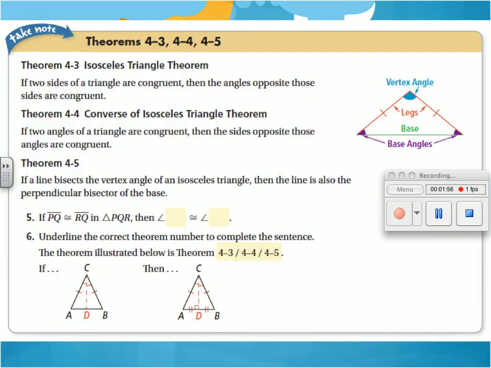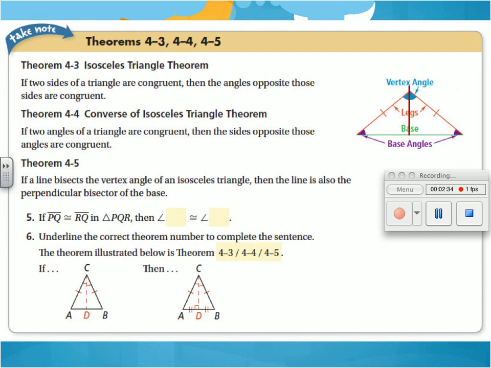So we have three new theorems for tonight's lesson. It's theorem 4.3, 4.4, and 4.5. 4.3 deals with if two sides of a triangle are congruent, so I have two sides of the triangle congruent, then the angles opposite those sides are also congruent. So my two legs are congruent and the base angles are also congruent. We can also look at the converse of the isosceles triangle theorem, which is if two angles of the triangle are congruent, there are my two base angles, then the sides opposite those angles are also congruent.